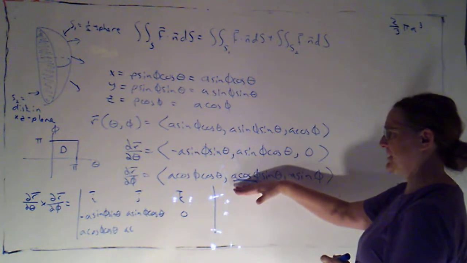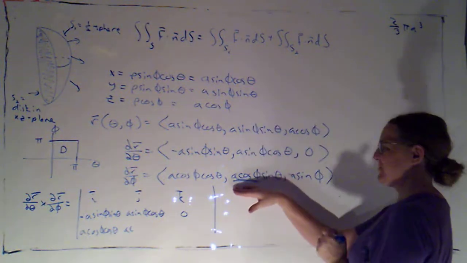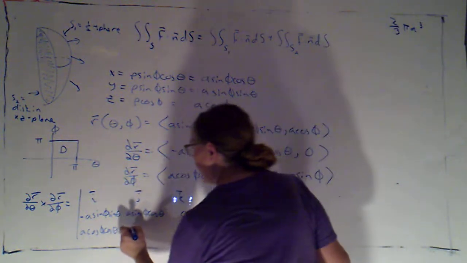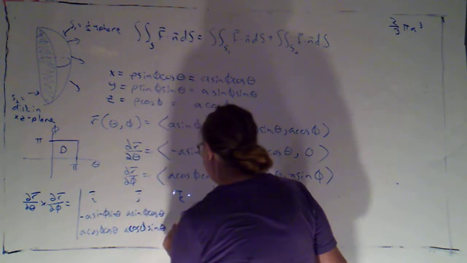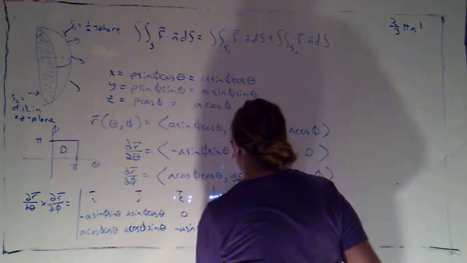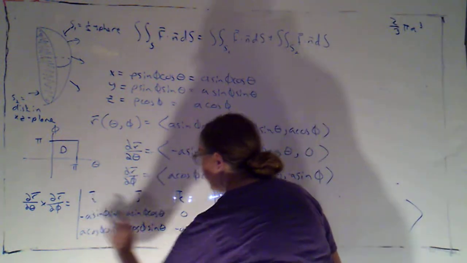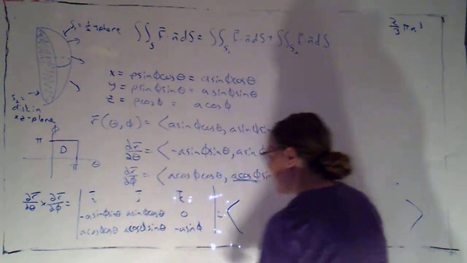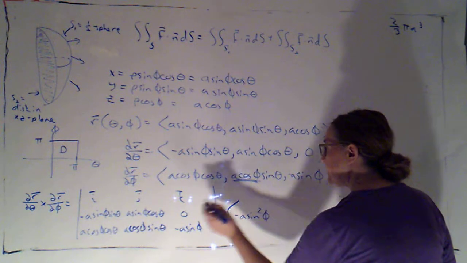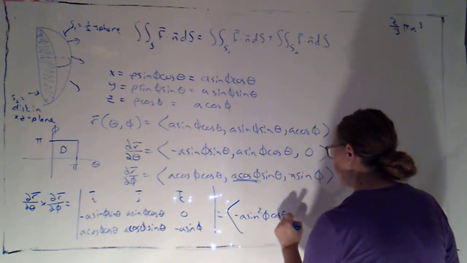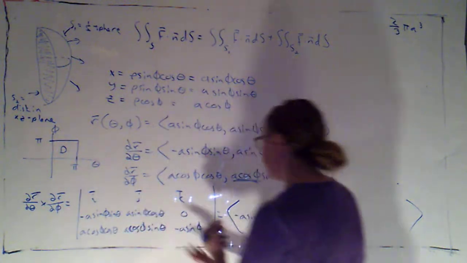The second component here is a cosine phi sine theta, because I'm taking the partial with respect to phi. Okay, so I'll write it correctly here: a cosine phi sine theta, and then negative a sine phi. So, when I work this out, for the i's, I'm going to get this minus nothing, so negative a sine squared phi cosine theta.